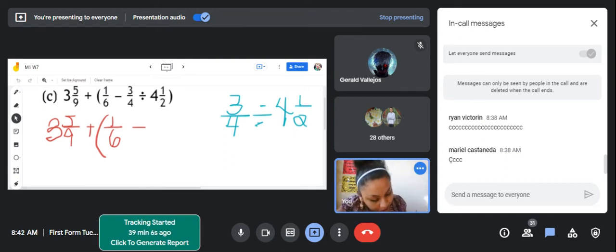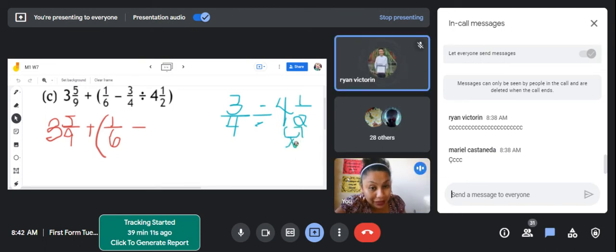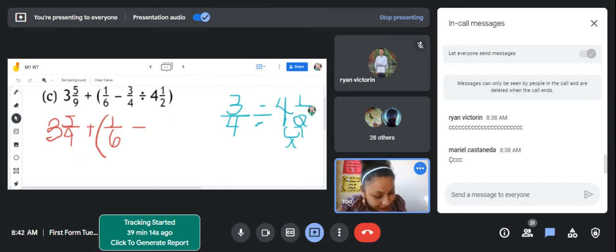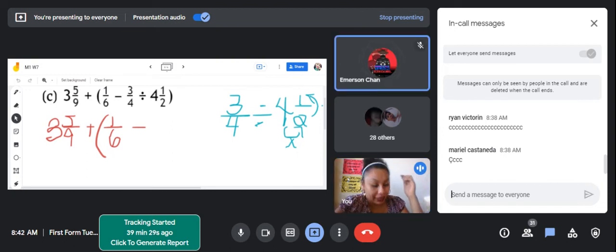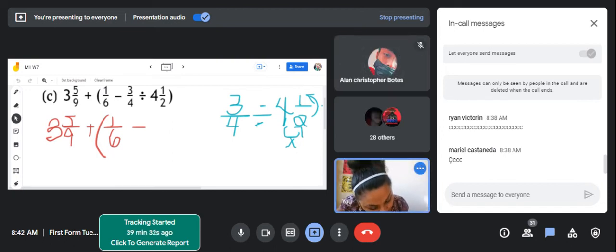How do I do that? I'm going to multiply, and then I'm going to add, right? So 4 times 2 gives you how much? 8. And 8 plus 1? 9. So over 2, I'm going to be having 3 over 4 divided by 9 over 2. All right?